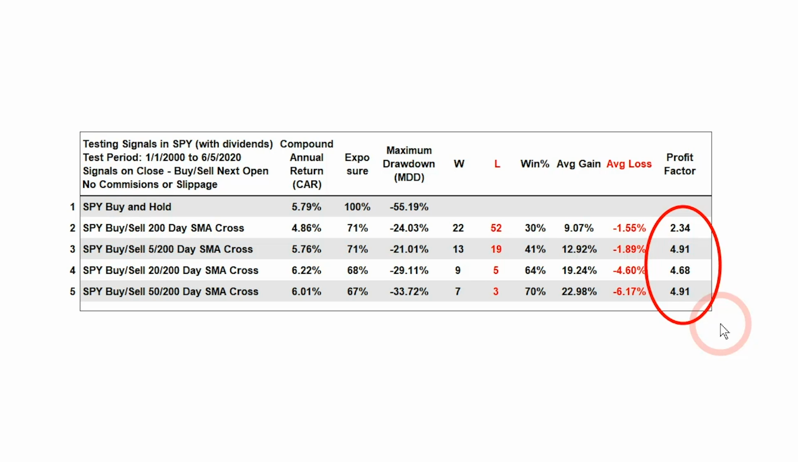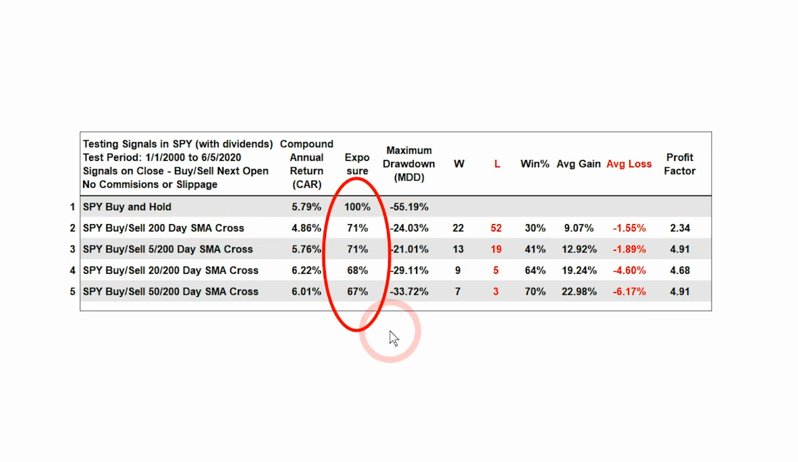Now, there's not that many trades in this test. But you can see the profit factor is pretty stable once you hit that 5-day SMA cross. It stays well above 4.5, and that is positive, I think, for the profit factor. In other words, you're making more money on your winners than you're losing on your losers when you total them all up. And finally, the exposure is another thing to consider.